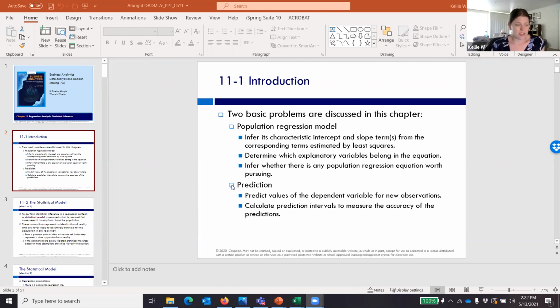We want to know which explanatory variables belong in the equation, and whether or not there's any population regression equation worth pursuing. So can we take a regression equation from our sample of data and apply it to the population as a whole? And then we talk about prediction. So the whole point of doing the regression was to predict values of the dependent variable given new observations. And then what is the prediction interval? How accurate will our predictions be?